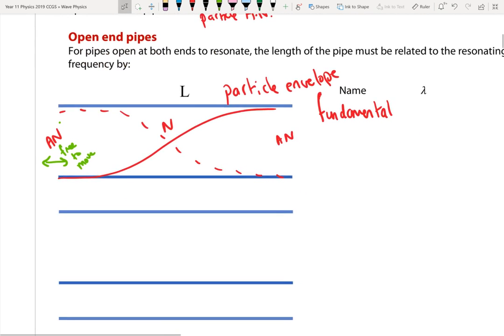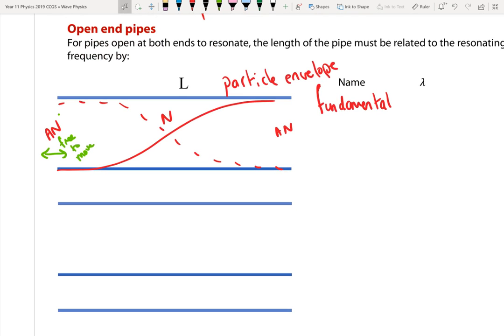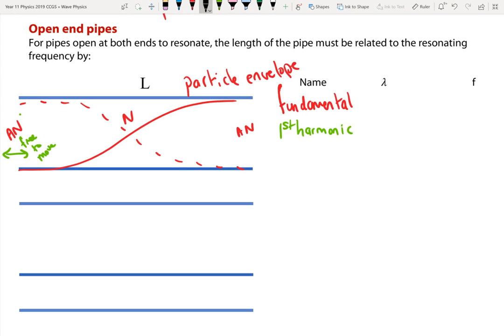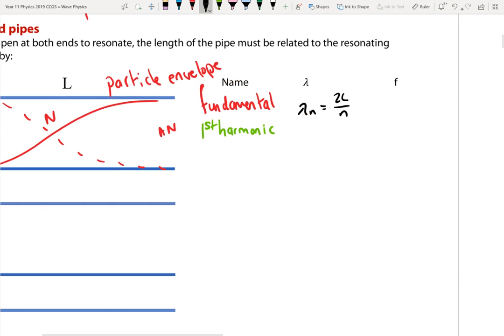So we're just going to sketch something similar to what we did earlier this week. We'll call this the first harmonic. It's exactly the same equation. Lambda n is going to be 2L over n. And if we put that into the wave equation, so that should be lambda 1.